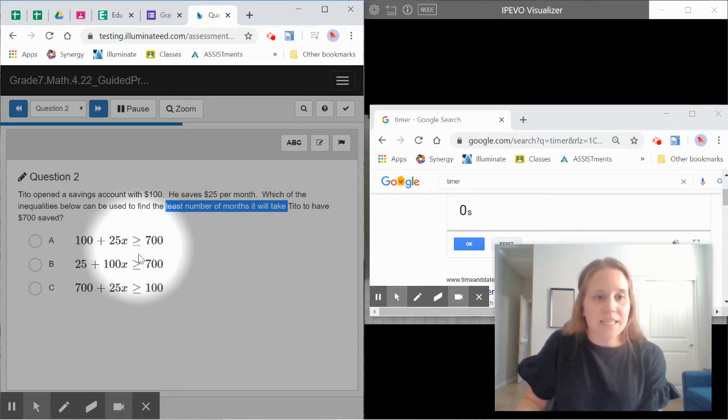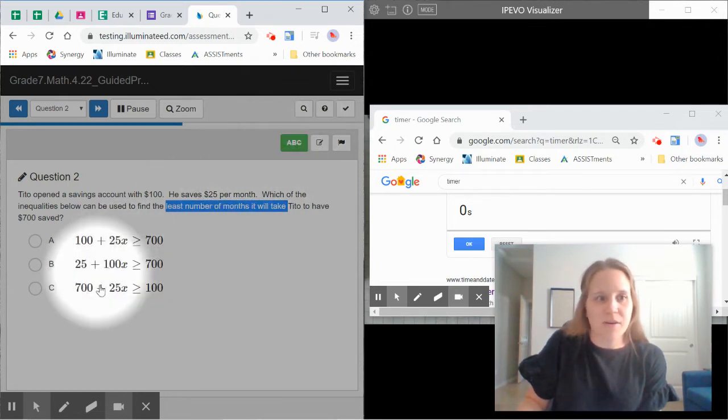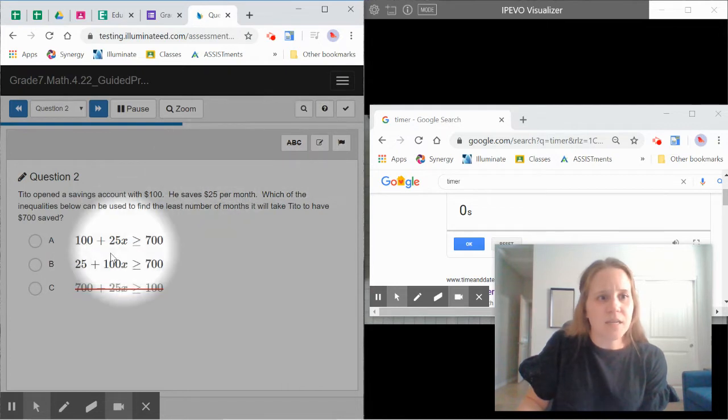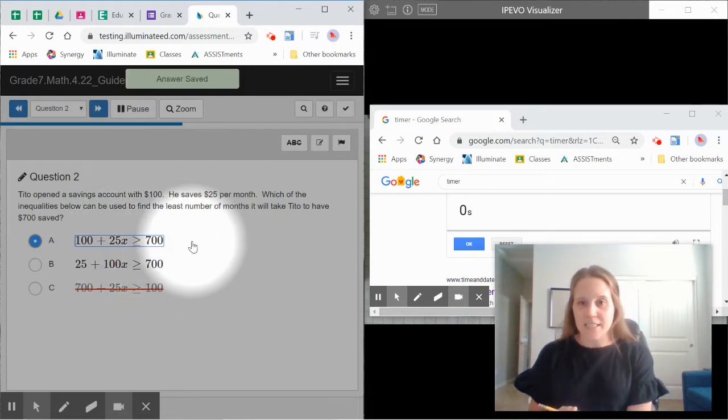Okay. These other inequalities, I'm looking at C and I'm noticing that my total is 100, not 700. That one doesn't make any sense. I'm going to go ahead and eliminate C. I'm now between A and B. Notice the difference between the constant terms and the variable terms. We know since it says $25 per month that that is the variable term. A is my correct answer.